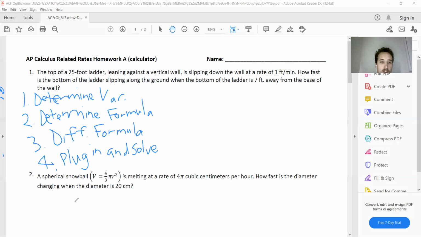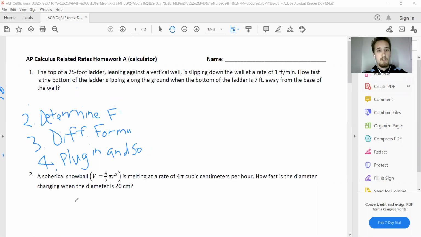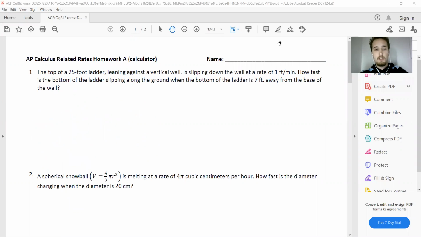Okay, so those are your 4 steps, basically. Determine your variables, determine formula, implicitly differentiate the formula, and then plug in with the variables you determined from step 1, and you'll be able to find the answer most of the time. There we go. Okay, so let's start with number 1.